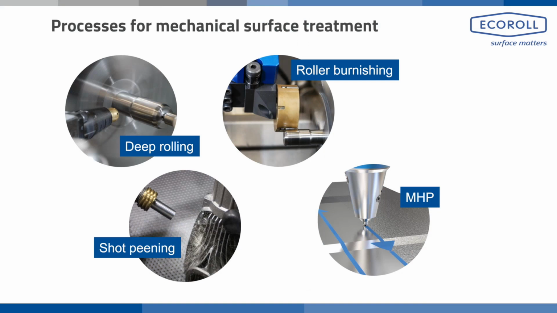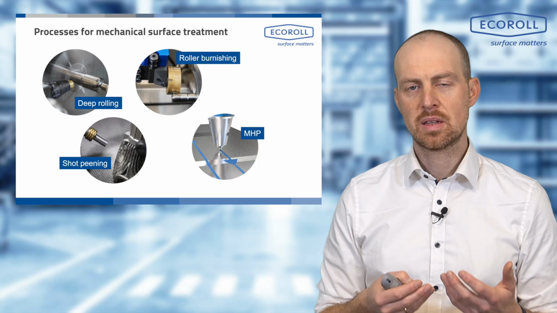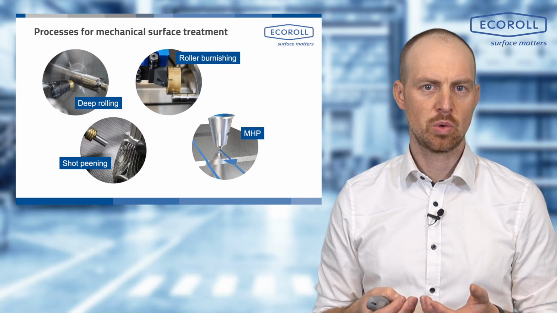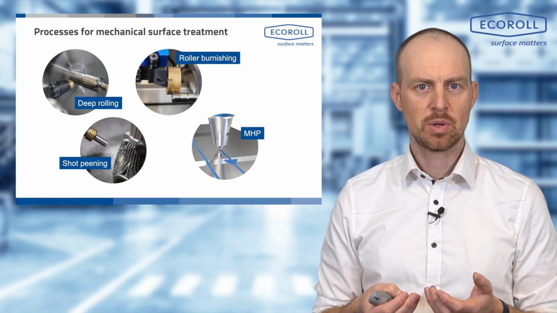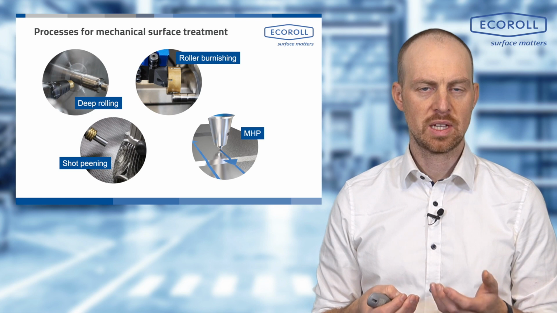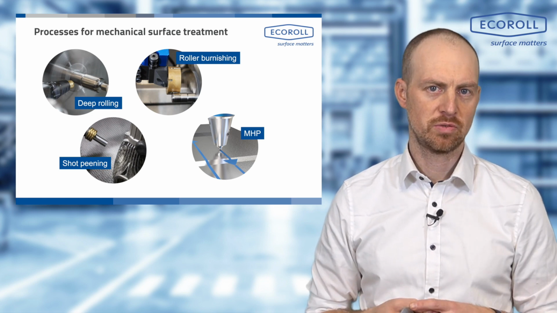The MHP process, or machine hammer peening, is a method that, in fact, positions itself somewhat in between. We do not have continuous contact of the tool with the surface, but we have a very controlled process in a very precise manner. That means I have a hammer or a hammerhead that is repeatedly and periodically hammered into the surface and moves in a controlled, precise and deliberate manner across the surface.